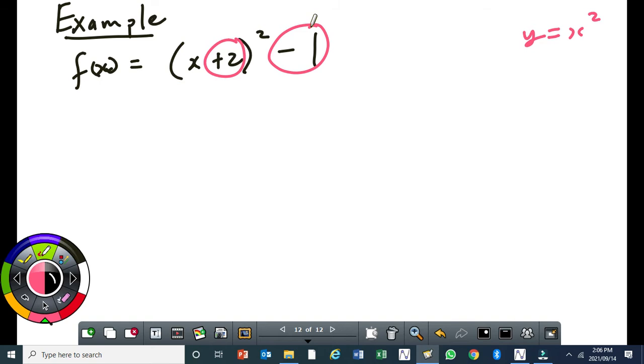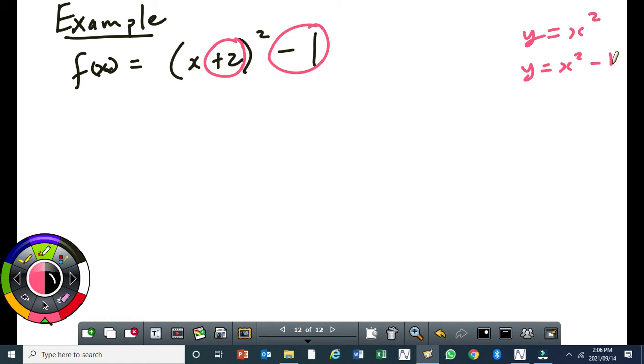Okay? Now, in other words, we can also explain it by saying, if we shift this graph here, y equal to x squared minus 1, by 2 units to the left, we will get the graph of f of x. So there are 2 ways of explaining. Either you can start with the vertical shift, or you can start with the horizontal shift. Either way will get you to the same point. Okay? So let's sketch that.